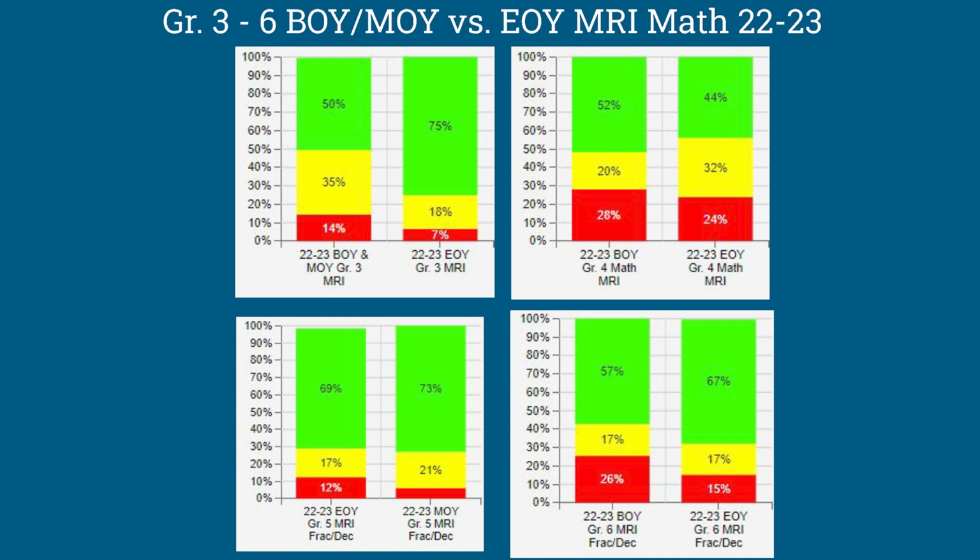In fifth grade, in the middle of the year, they transitioned to taking the fractions and decimals MRI. So they take that in the middle of the year and the end of the year. And in sixth grade, you can see there was great growth between the beginning of the year and the end of the year as well.